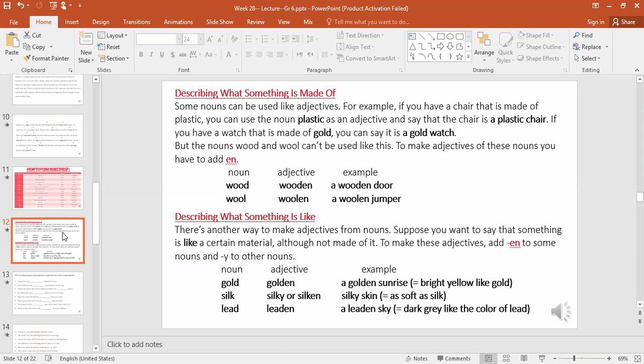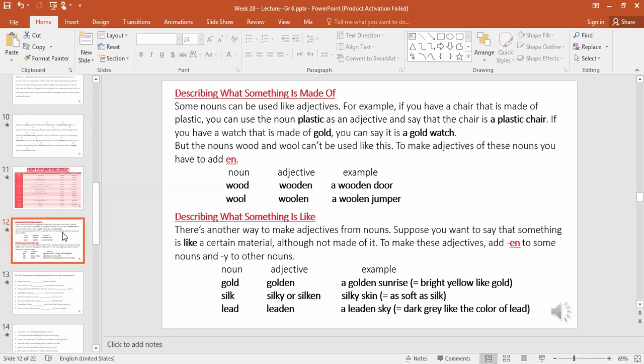If you have a watch that is made of gold, you can say that it is a gold watch. Okay? Why am I saying this? Because they are literally made of these substances. But the nouns wood and wool, we have special cases. These two nouns cannot be used like this. I cannot say a wood chair, a wool jumper. No. To make these nouns adjectives, you have to add an ending. I have to say wood, wooden. Wool, woolen. Okay? This is in the case when I'm describing what something is made of. Clear?